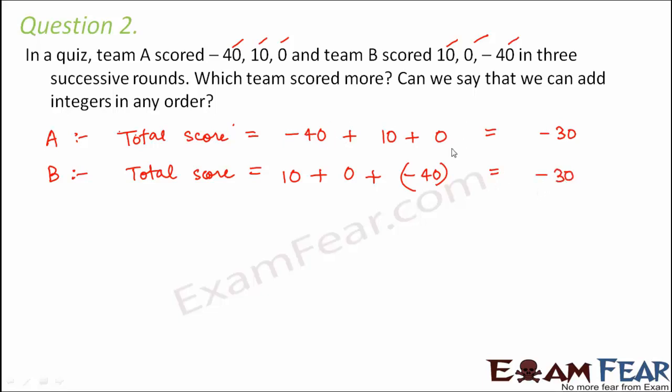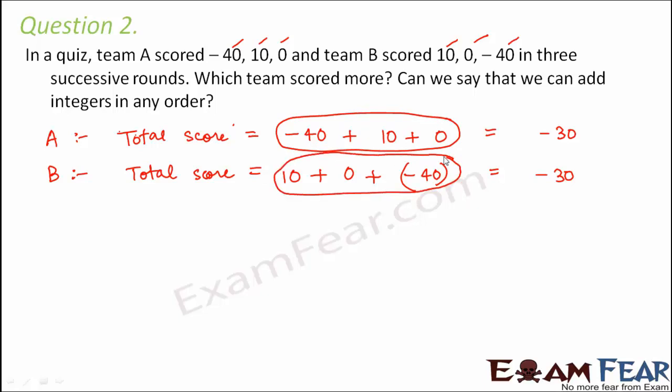Now just by looking at these, you can say that the score would be the same, because they are basically the same integers, just that their orders have changed. And we have seen that addition is commutative, addition is associative. So it was quite evident that the sum would be the same, right? So from this we say that both scored the same. And we can also say that we can add integers in any order. That is what we have seen in the associative property of integers as well.